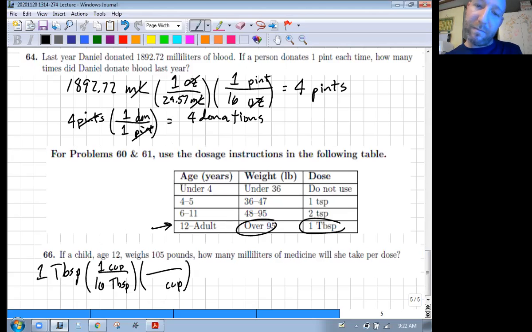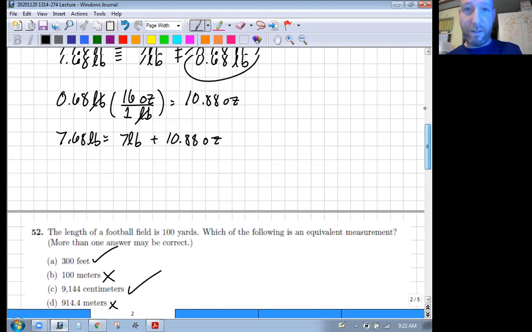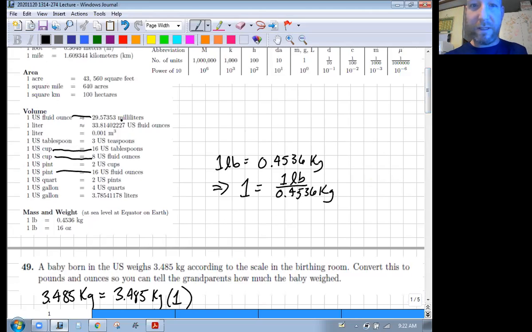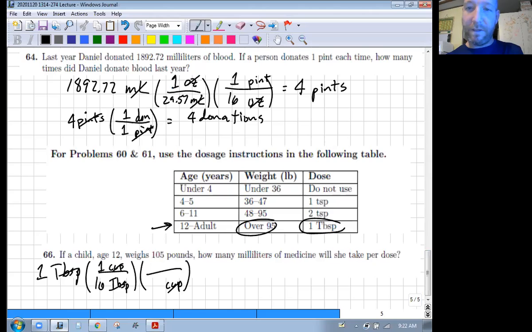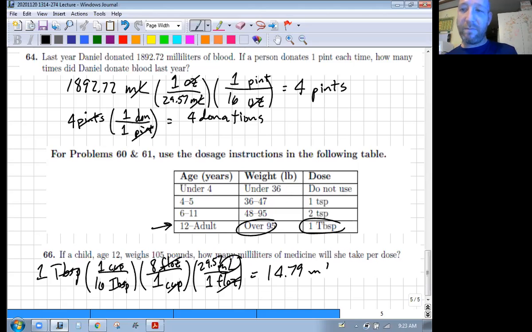Now we're getting rid of cups. And I forgot what we were doing. Cups. We're trying to get to milliliters. So once we're at cups, we go to fluid ounces. 8 fluid ounces make a cup. So now we've got to get rid of fluid ounces. Exchange for milliliters. I think it's 29.57. Yeah. Milliliters make a fluid ounce. So now we have our milliliters. So we have 8 times 29.57 divided by 16 equals 14.79 milliliters.